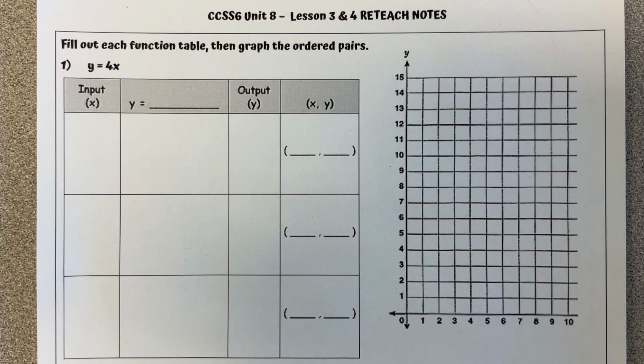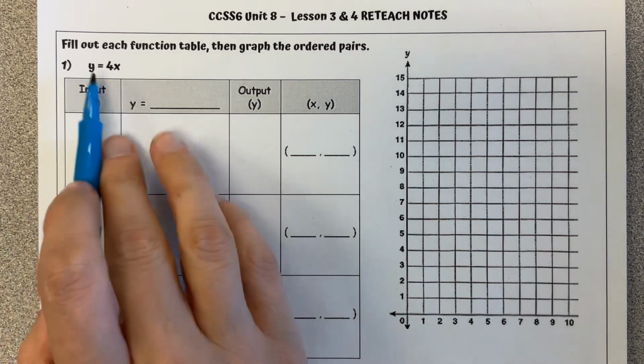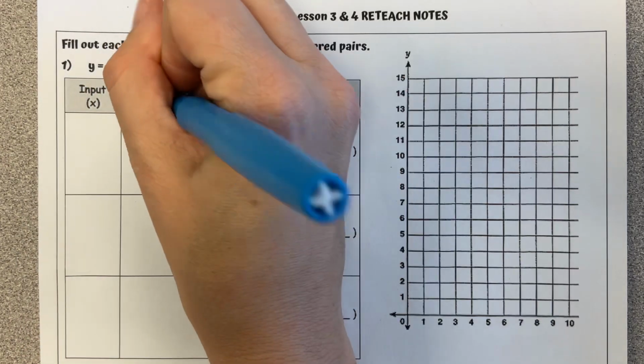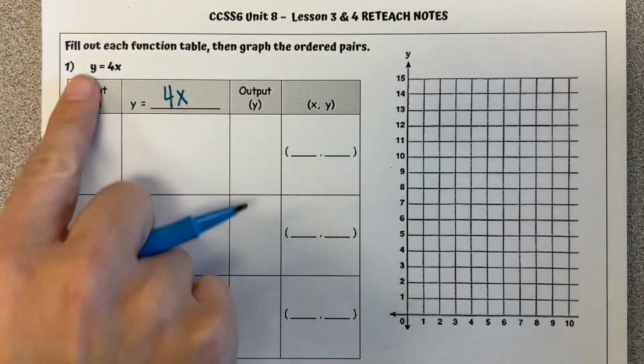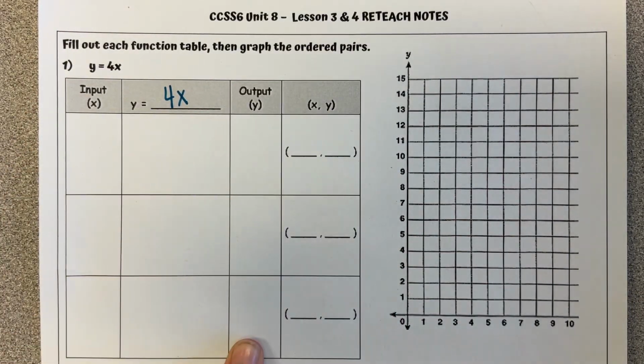All right, for this reteach, we are going to look again at filling out function tables and graphing them, and then identifying independent and dependent variables. So when we are graphing functions from a function table, we have our equation here, y equals 4x. We have our input x is going to give us our output y.